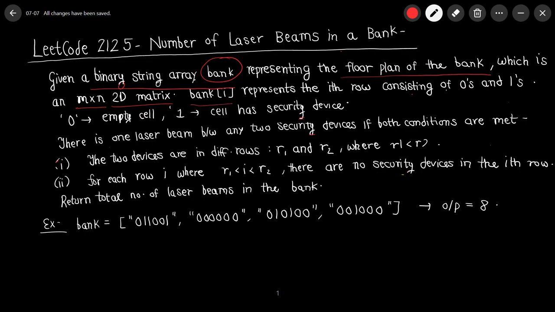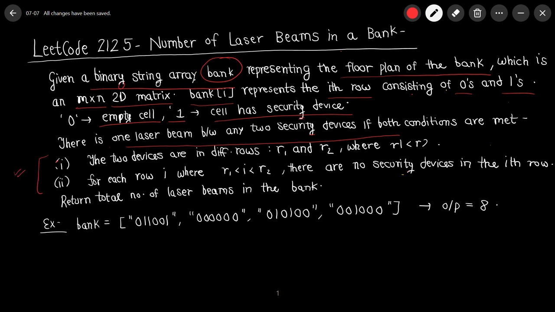Each row, that is bank[i], represents the ith row consisting of zeros and ones, where zero means the cell is empty and one means the cell has a security device. And there is one laser beam between any two security devices if both of these conditions are met.